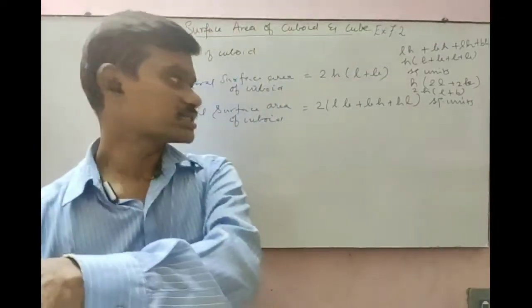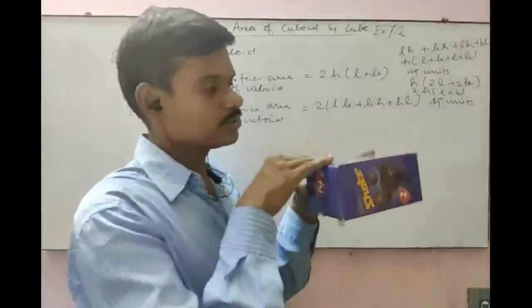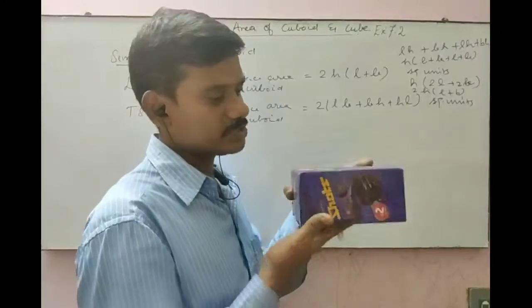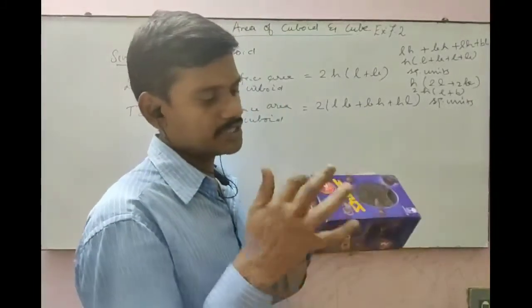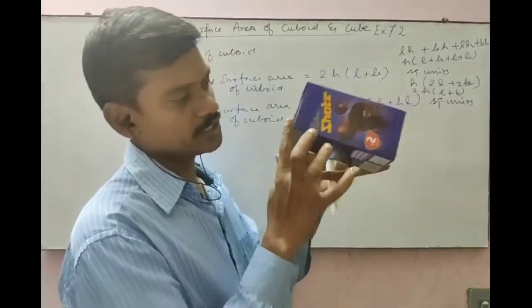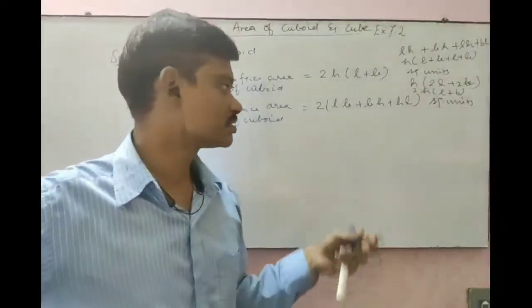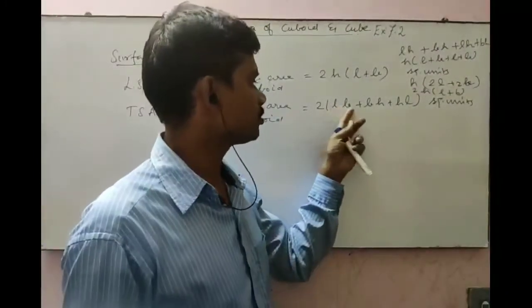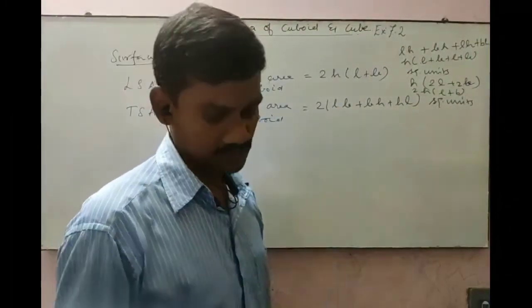Next, for the total surface area, you have to find the area of the top as well as the bottom. The top area is length into breadth. Here also, length into breadth. If you add these, altogether you will get 2 times (LB plus BH plus HL).